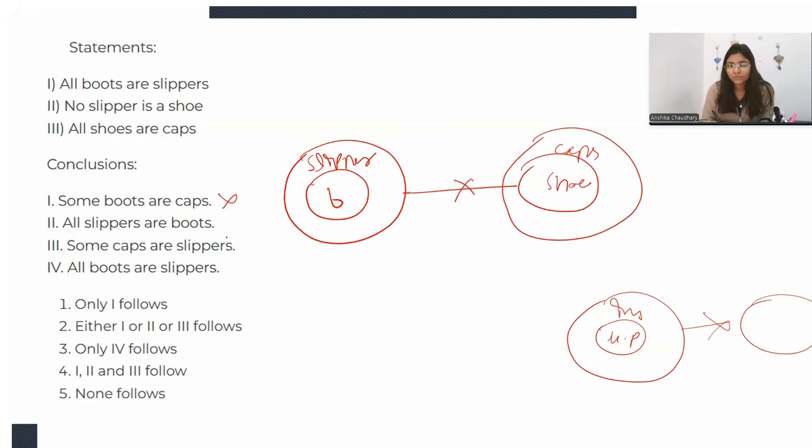All sleepers are boots. See, all boots are sleepers, right? But are all sleepers boots? No. Some caps are slippers. No cap can be a slipper because it is written in the statement, right? So it is also not following. All boots are slippers. Yes, all boots are slippers. It is true. So option number four. That means only the fourth follows will be the correct answer.